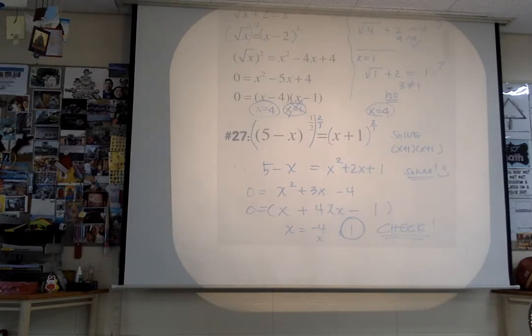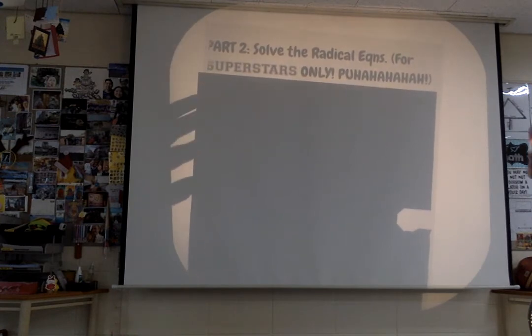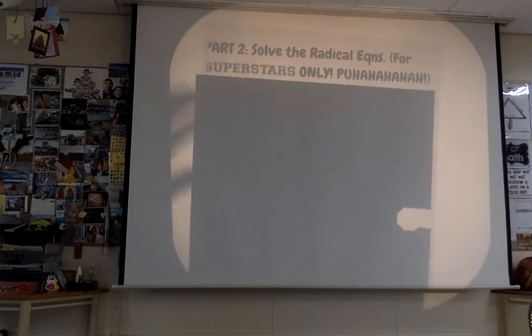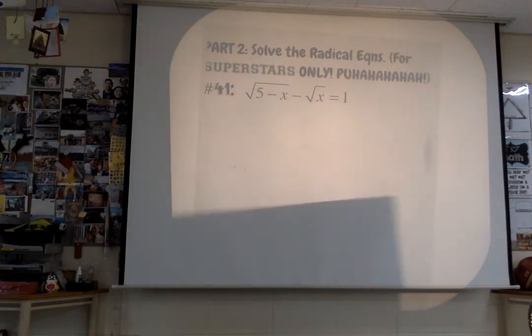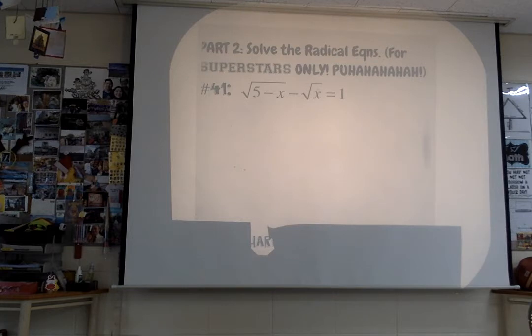All right, let's go on to part 2. Make sure you stop the video at any time, okay? Part 2, we're going to start here like this. Solve the radical equations. It says for superstars, but you are a superstar, okay? So we have, whoa, okay? Look at this guy, okay? Lots of square root signs, but don't be afraid.